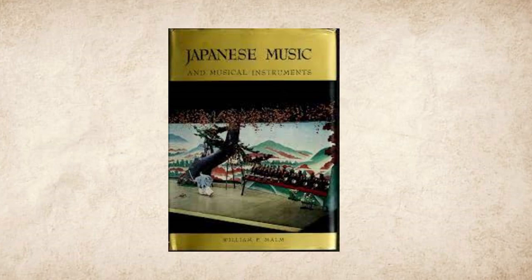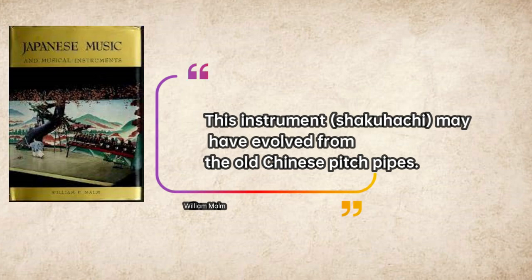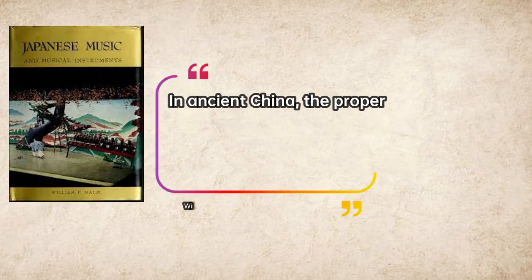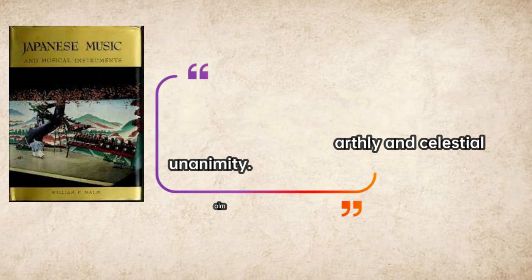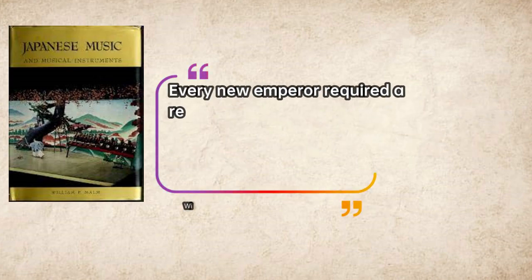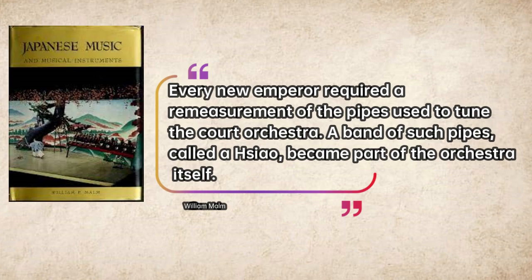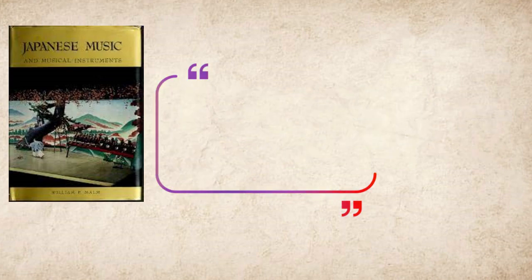According to William Malm in his book Japanese Music and Musical Instruments, he writes this about the possible relationship between these Ritsu pipes and the shakuhachi. "This instrument may have evolved from the old Chinese pitch pipes. In ancient China, the proper tuning of the imperial music was of great importance to the maintenance of earthly and celestial unanimity. Every new emperor required a remeasurement of the pipes used to tune the court orchestra. A band of such pipes, called the shao, became part of the orchestra itself."